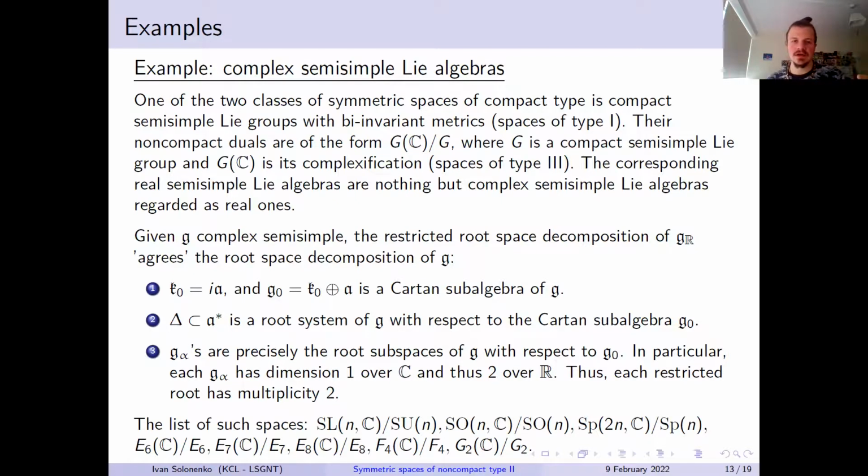So the main idea here is that, apart from my first example, which was about hyperbolic spaces, for the other two examples, for each complex semisimple algebra, you always get two real semisimple algebras. The first one is the split real form, and the second one is the complex semisimple algebra itself regarded as a real semisimple algebra. And now we'll see why this is important.